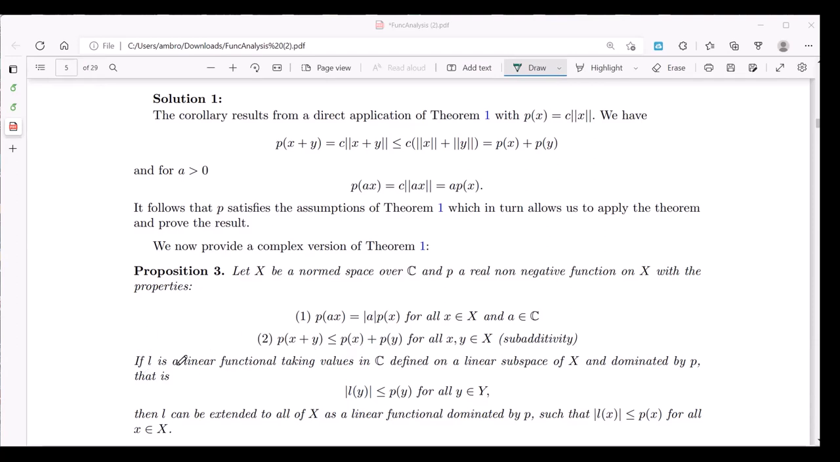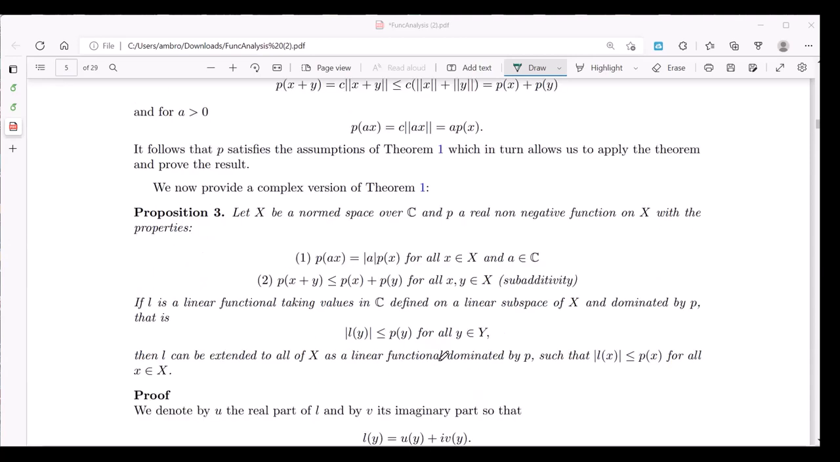Now, L is no more a linear functional taking values in R, but instead of R, it's in C. And so again, you assume that L is only defined on the linear subspace of X, which is called Y. And you assume that the norm of L of y is less than p of y, all over this subspace Y. Then L can be extended to X as a linear functional dominated by p, meaning that the norm of L of x will be less than p of x for all x in X.